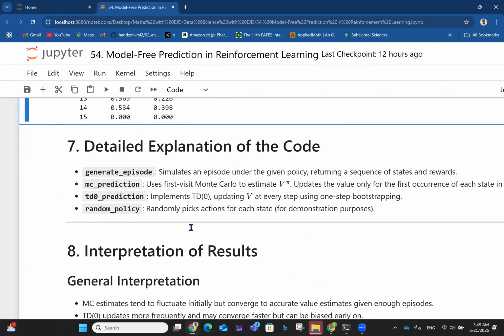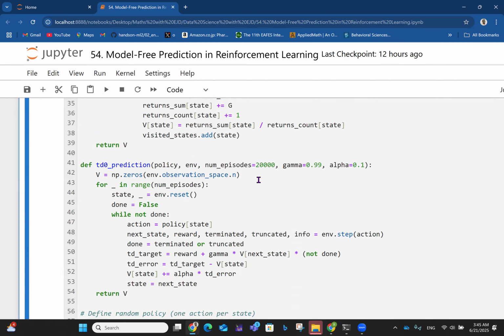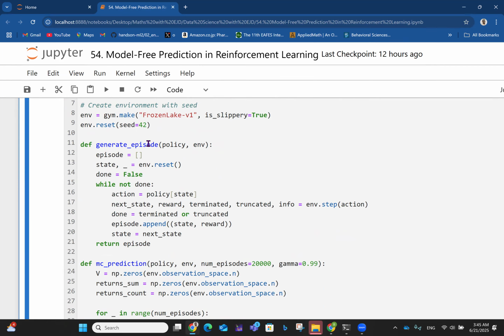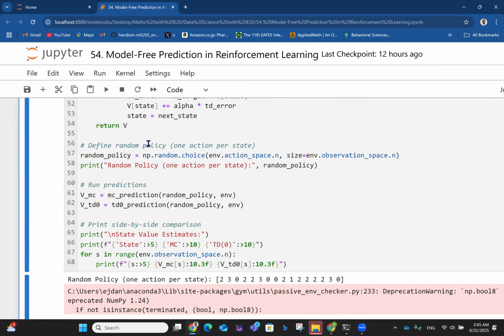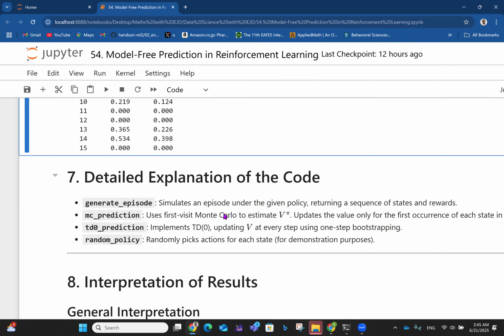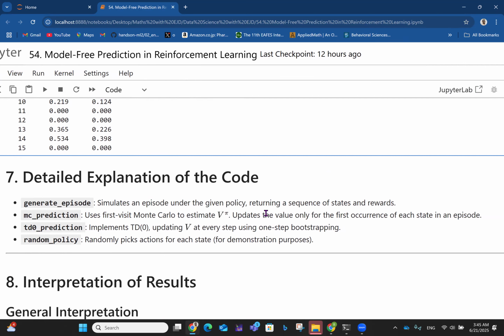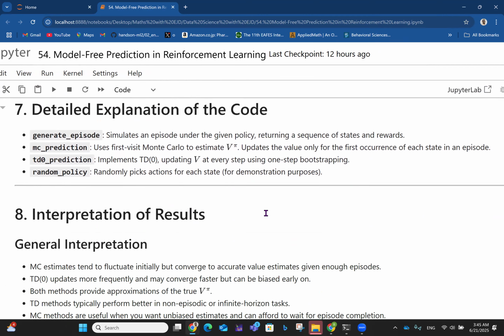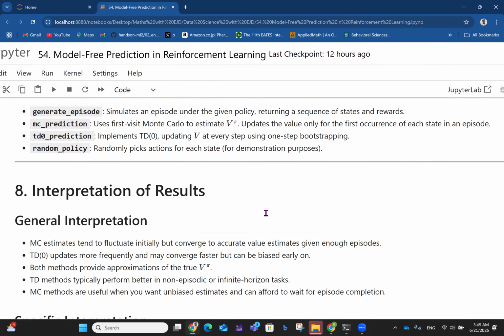So detailed explanation of the code now. The generate episode simulates an episode under the given policy, returning a sequence of states and rewards. That's this function defined right here. It's a Python function defined here. Then MC prediction uses first visit Monte Carlo to estimate V pi, and it updates the value only for the first occurrence of each state in an episode. And you have the TD prediction, of course, which implements the temporal difference, updating V at every step using one step bootstrapping.